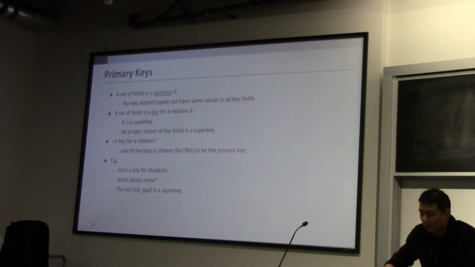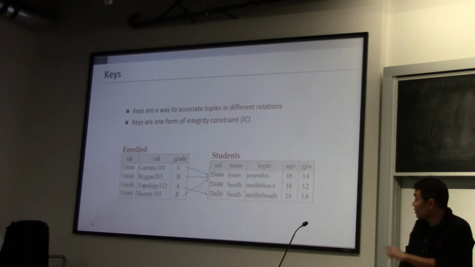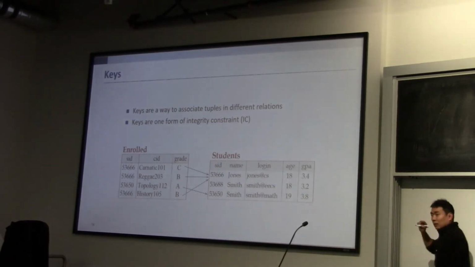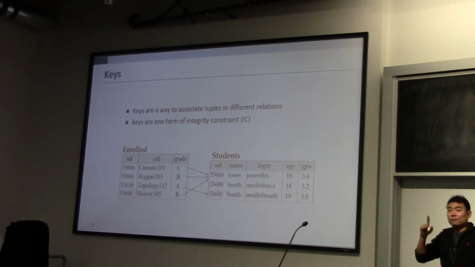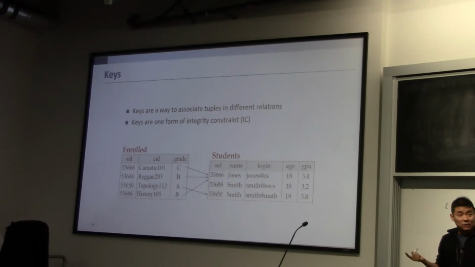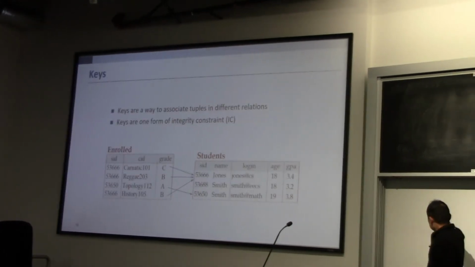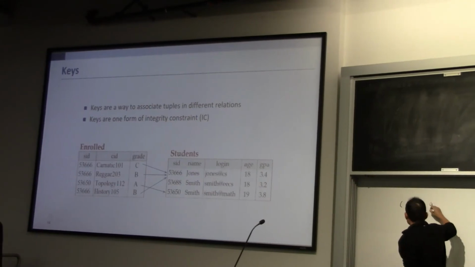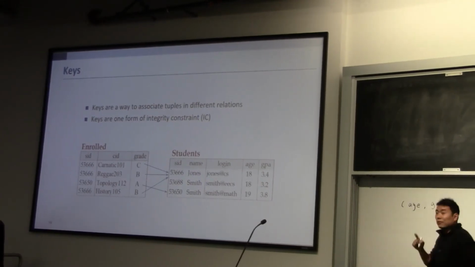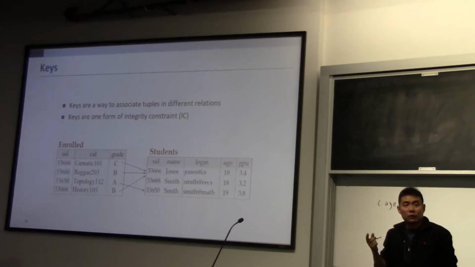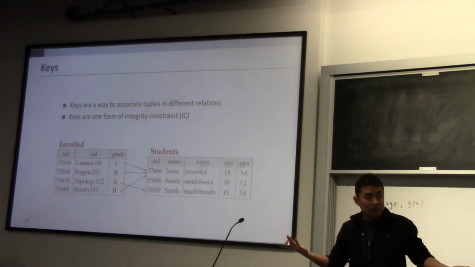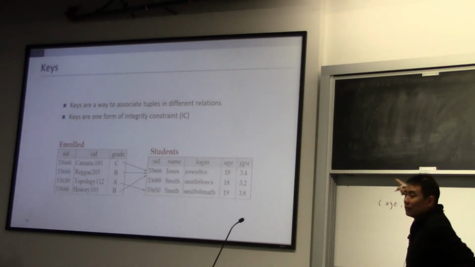So that's the definition of superkey. I'll give you an example. Let's go back to the students table. First of all, a superkey must be a set of fields, a set of attributes from your schema. So I can definitely do this: age and GPA. It satisfies the first requirement of your definition. It is a set of fields from your schema. The next question is, is this a superkey?